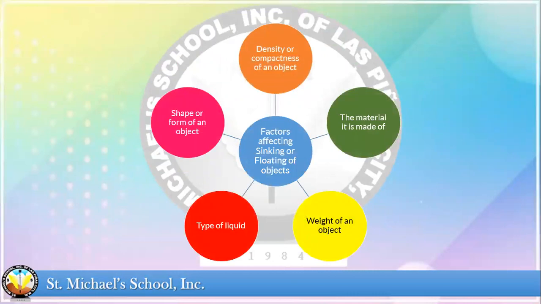So we have different factors affecting sinking or floating of objects. So first, we have the density or compactness of an object. Next, the material it is made of. Third, the weight of an object. Fourth, the type of liquid. And fifth, the shape or form of an object.